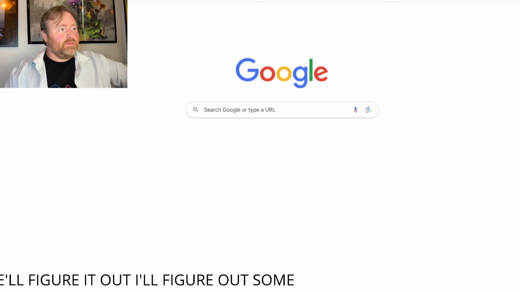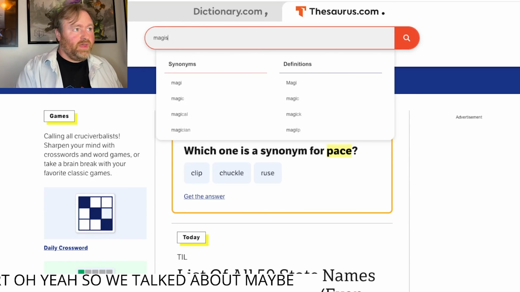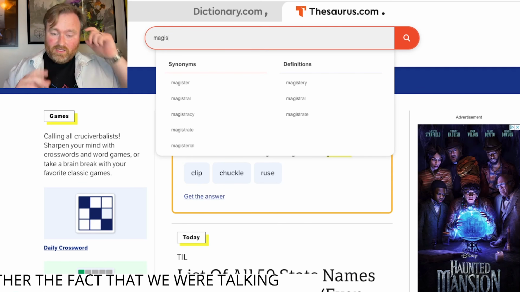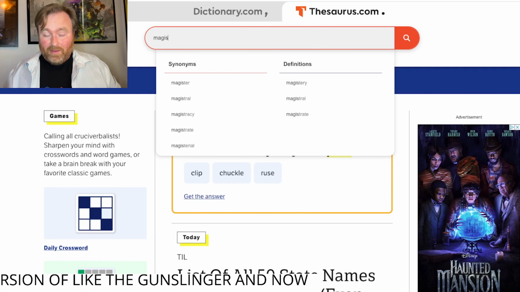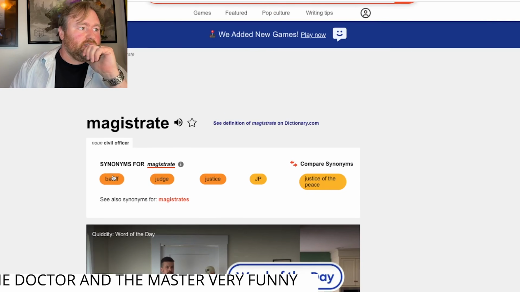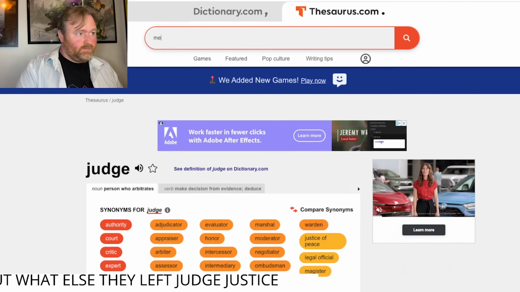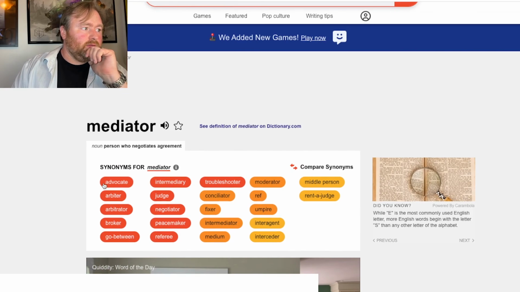Oh yeah, so we talked about maybe the Magistrate was something. I don't know if we need to go that literal, although the fact that we were talking about calling someone like the Magistrate because they were like sort of a version of like the Gunslinger, and now we're also factoring in things like the Doctor and the Master. Very funny. But what else? Bailiff, Judge, Justice... Judge is interesting. Mediator.